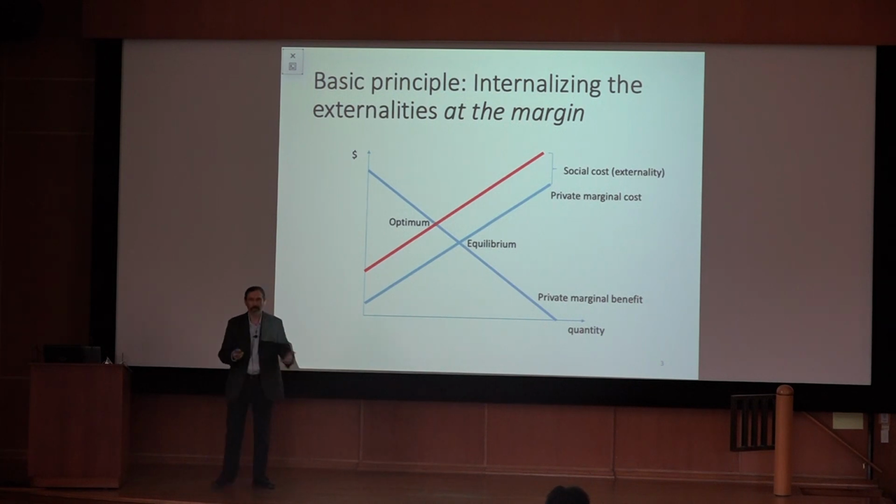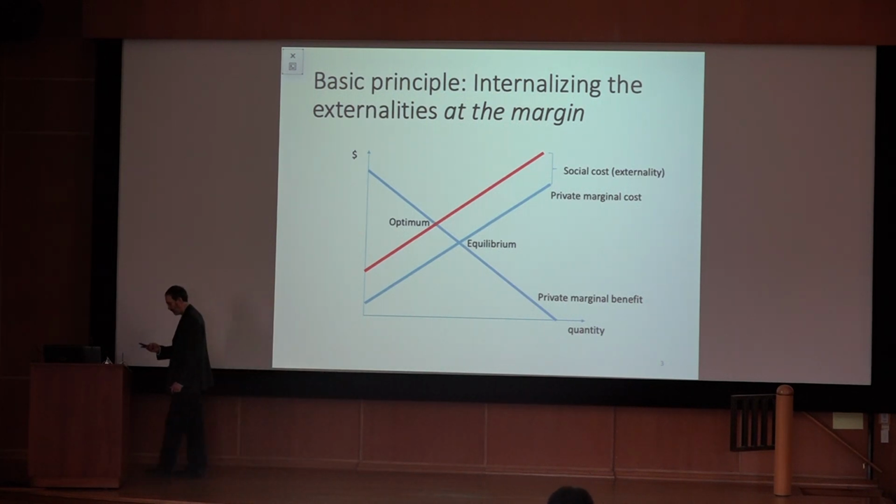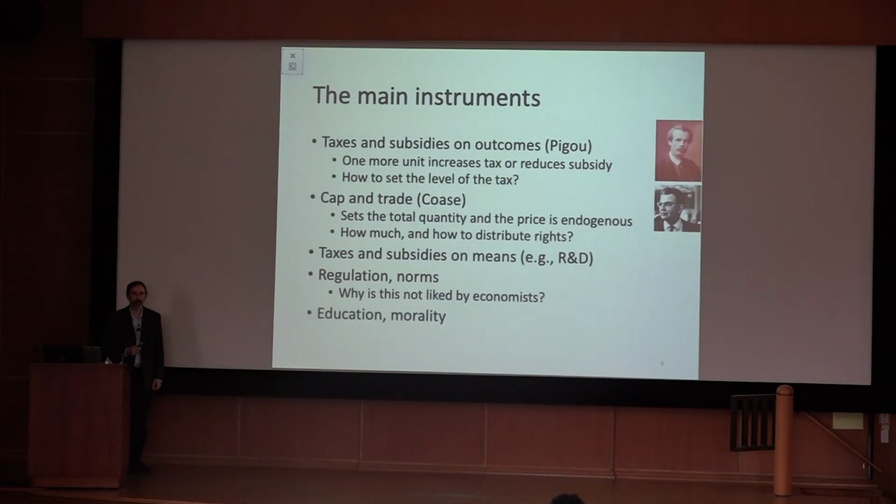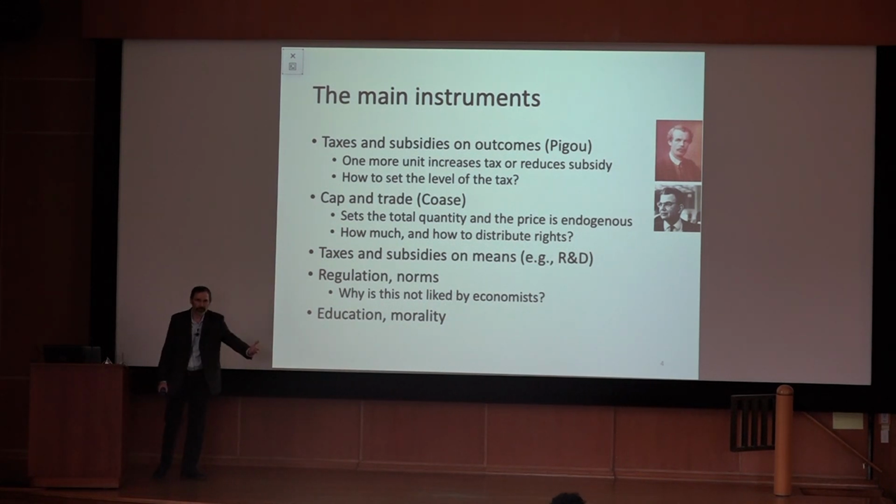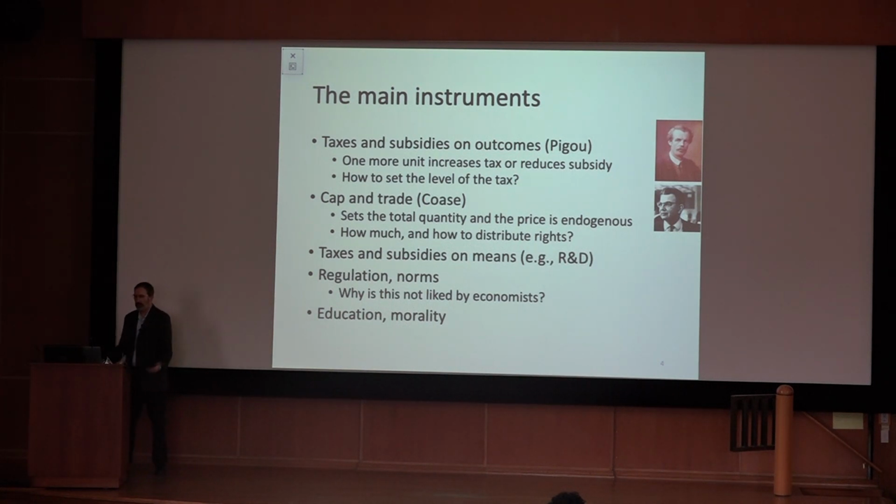And how can we do that? That's the topic of the first part of this course. So how can we make people internalize? How can we put the social cost in the computation of private actions, right? So you have various instruments. So let me list them a bit quickly and mention some elements about them.